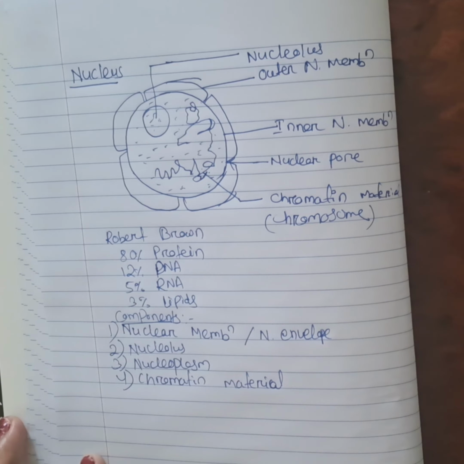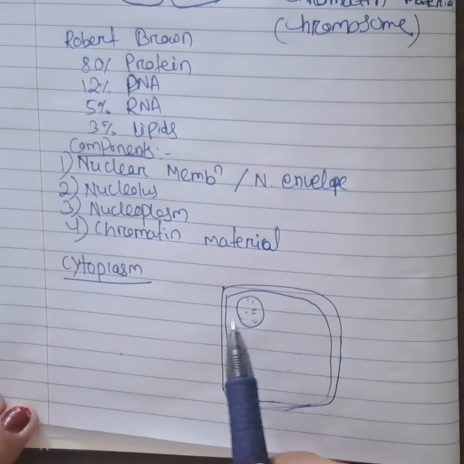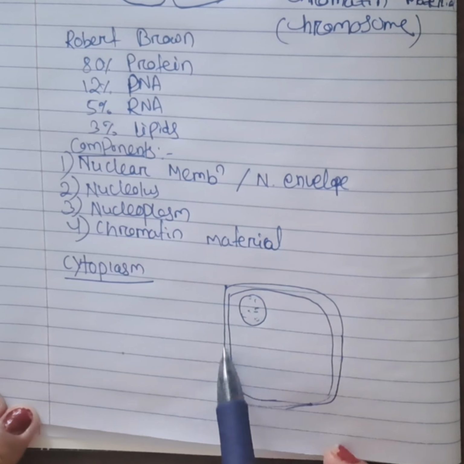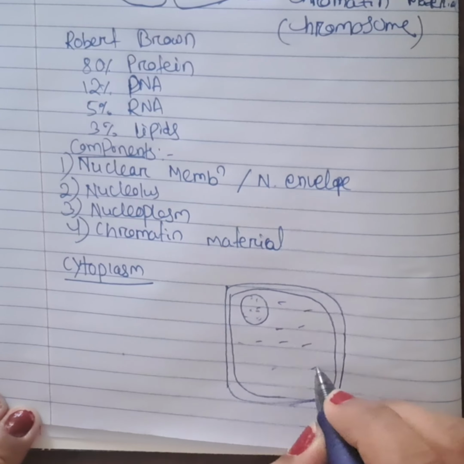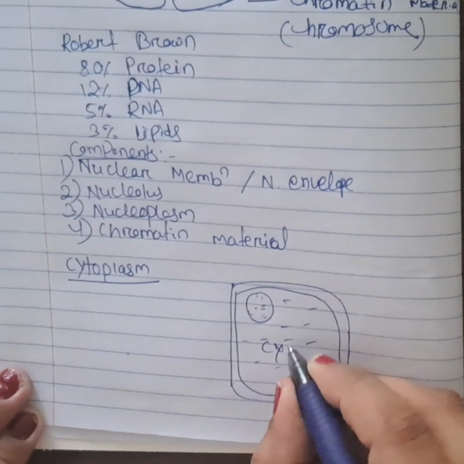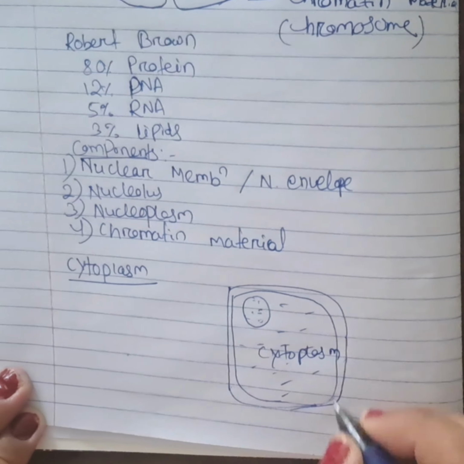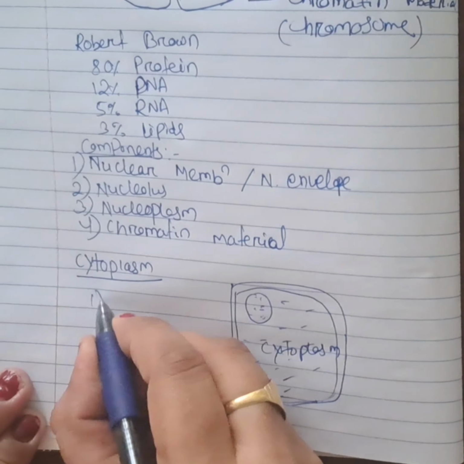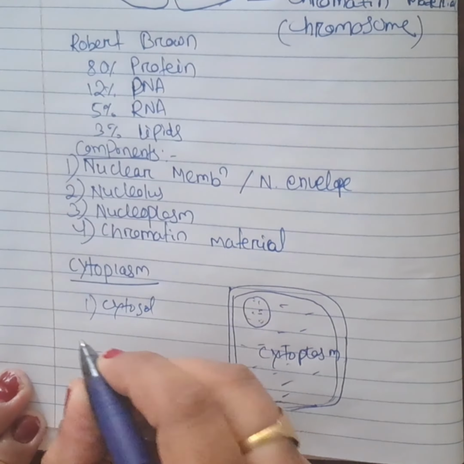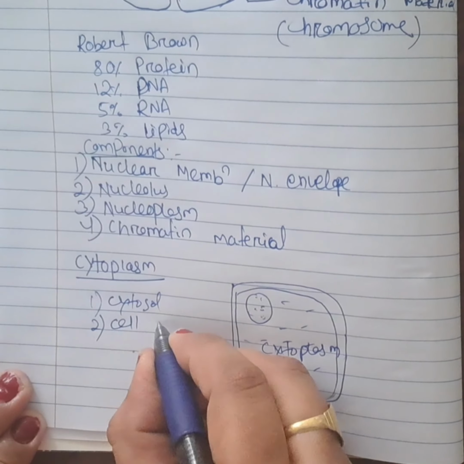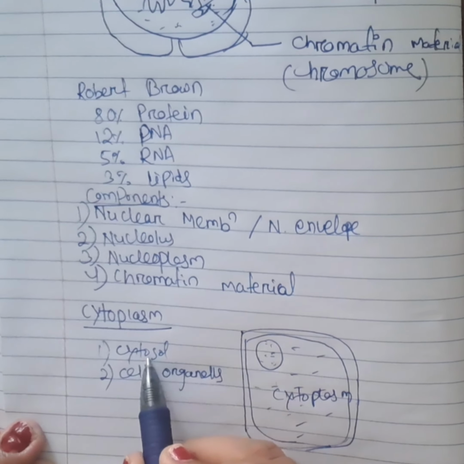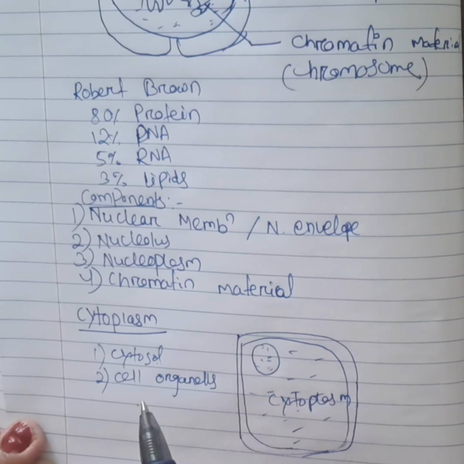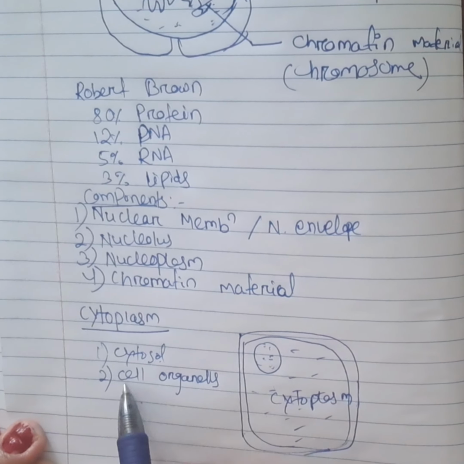Then move on to the cytoplasm. Cytoplasm is the protoplasmic content of the cell within the plasma membrane excluding the nucleus. So this region of the cell is known as cytoplasm. And it consists of two parts, that is cytosol and the second one is the cell organelles. The fluid part of the cytoplasm is known as cytosol and it consists of various ions, proteins, lipids, enzymes and amino acids. And then the cell organelles.